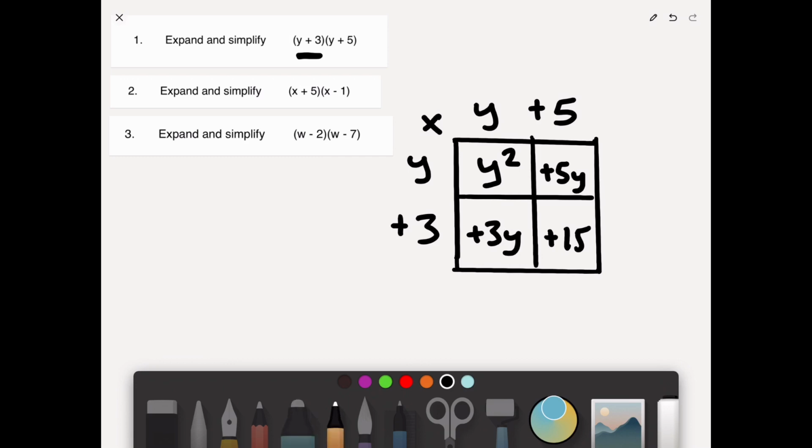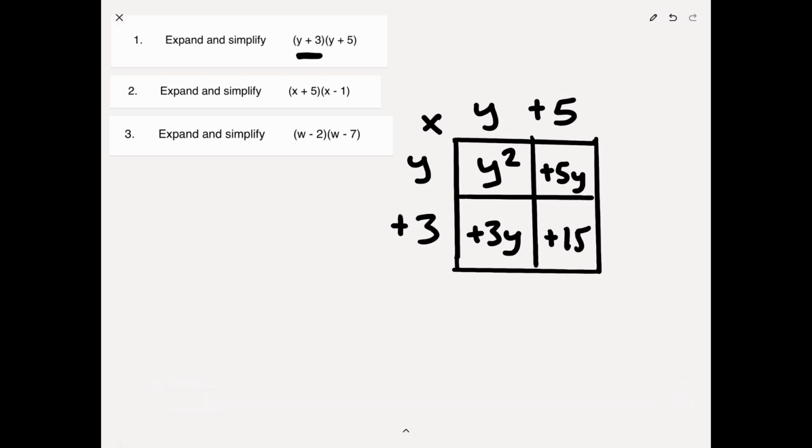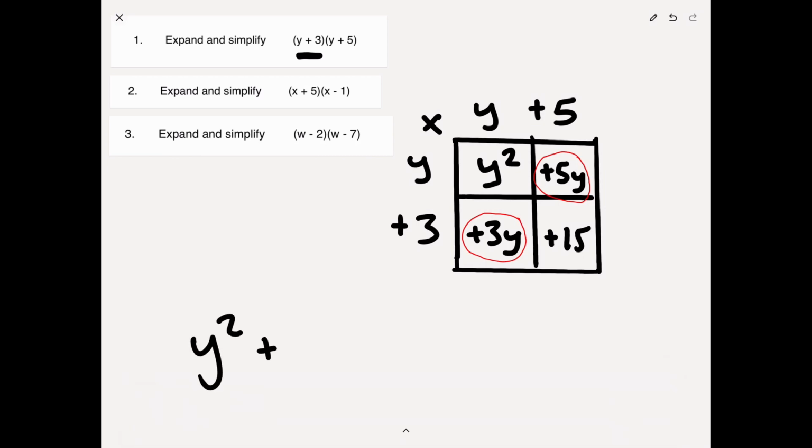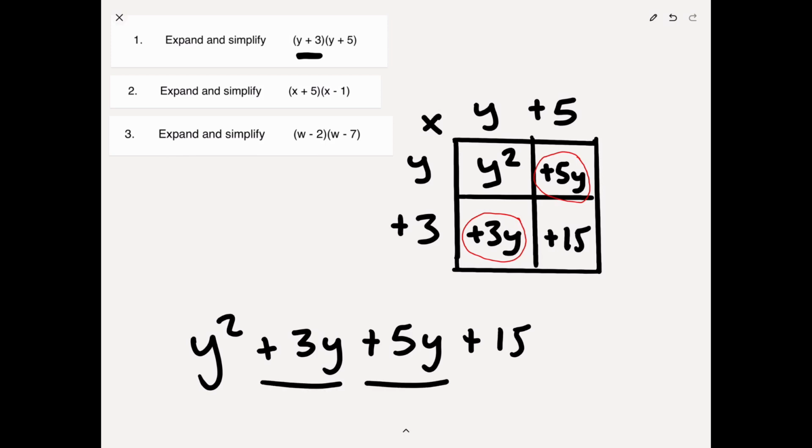And from here then, we now need to simplify. Well, if we use this method, the simplify part then just comes in adding all these together and looking at what happens when we do positive 3y add 5y. So if you write these out again then in a line, we get y squared plus 3y plus 5y plus 15. And actually then, 3y plus 5y is 8y, so we're going to get y squared plus 8y plus 15.